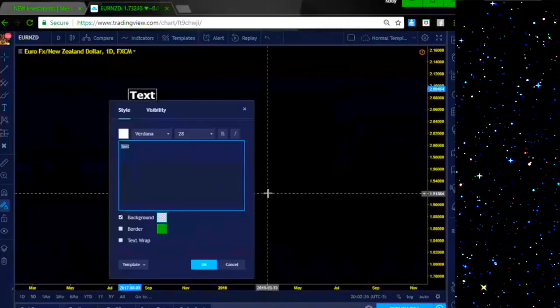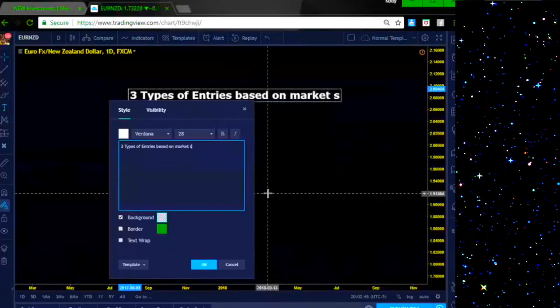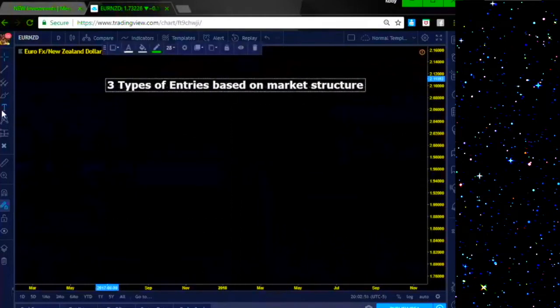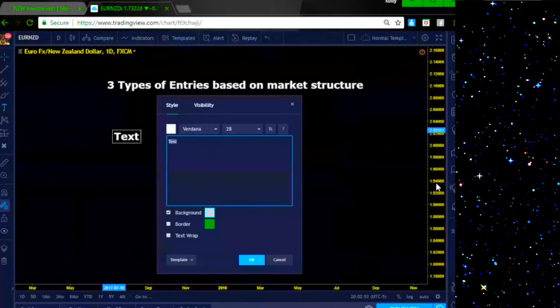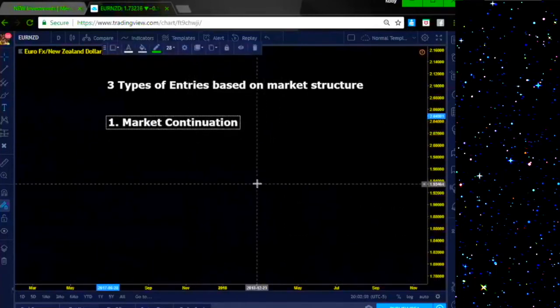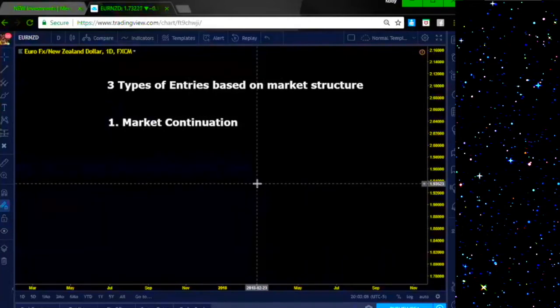there are three types of entries you can take that are based on market structure. Three different types of entries. All right, entry type number one is a market continuation trade. Basically what that means is the market's trending up or the market's trending down, you identify that and you enter the market. It's really that simple.